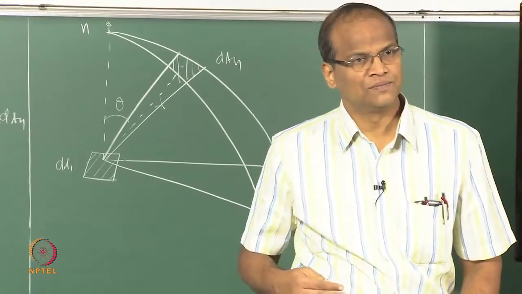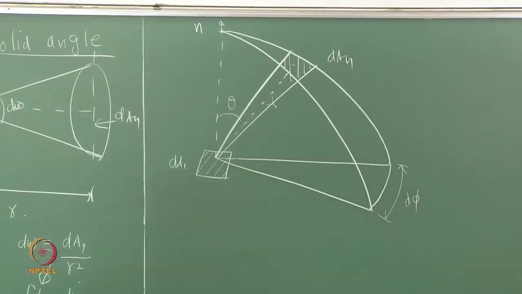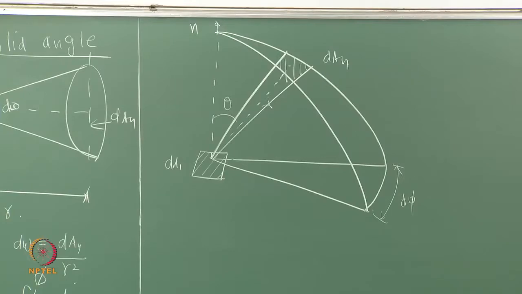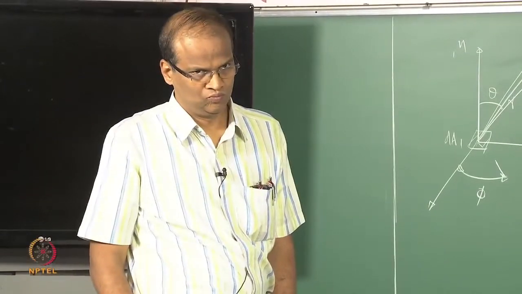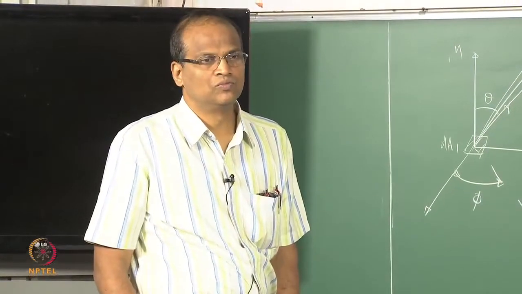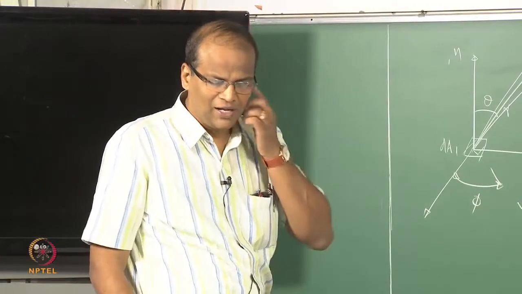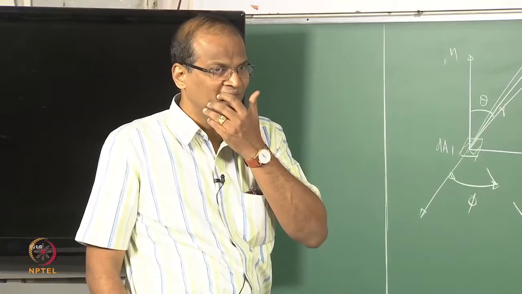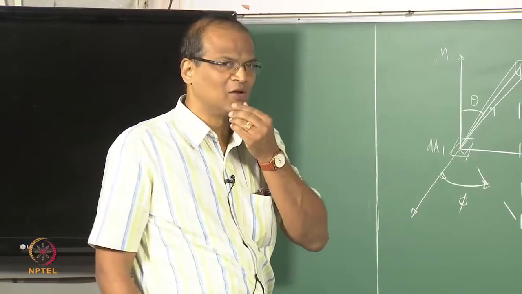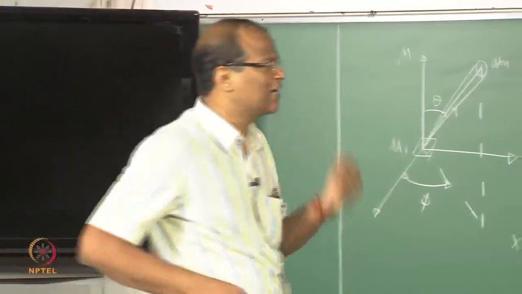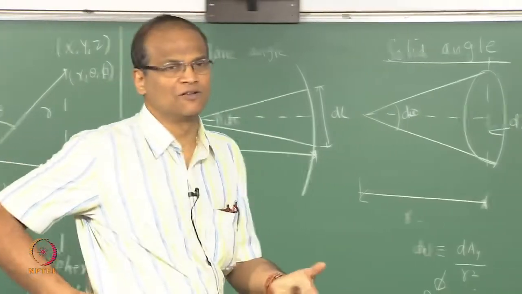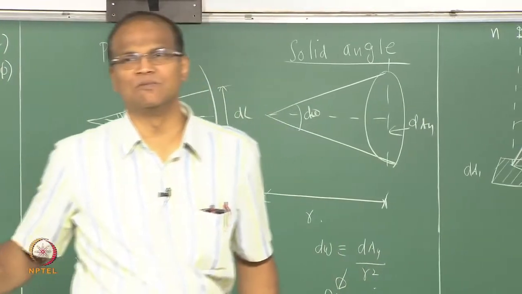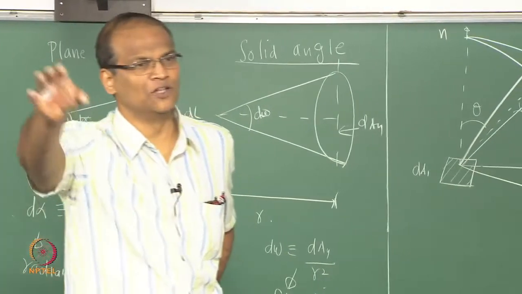Now the next step is, I am obstructing you. The next step is to write an expression. Listen to me carefully. The next step is to write an expression for dAn in terms of the basic coordinates r, theta and phi, and find an expression for the d omega solid angle in terms of r, theta and phi, and then we will integrate between the limits and find out what is the maximum solid angle for a hemisphere. If you multiply by 2, you will get the maximum solid angle for a sphere. That is the exercise we are going to do over the next 5-6 minutes.